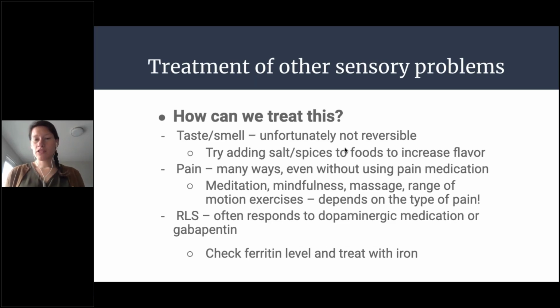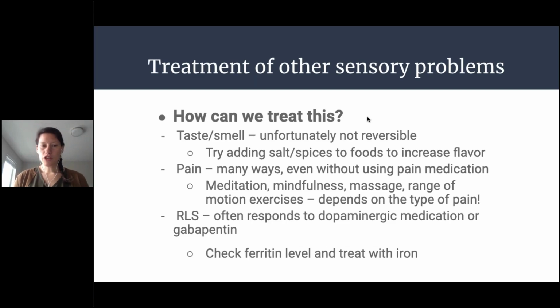Pain, there's many ways to treat it, because of course it depends on the type of pain that someone's having. You can try meditation or mindfulness, massage, range of motion exercises with physical therapy. Some people, like I mentioned, who have that shoulder pain from not moving the arm, can do some gait retraining to learn to swing their arms properly when they're walking. And then we have pain medications that we can use as well.